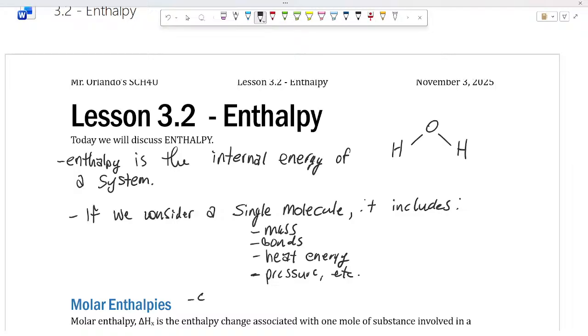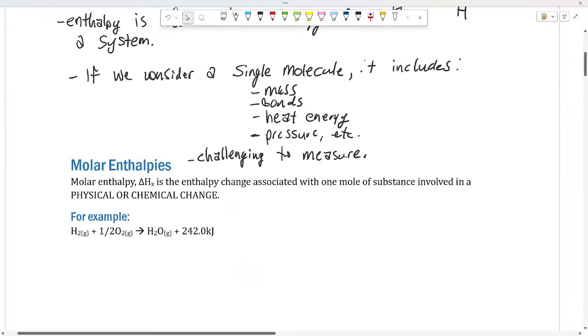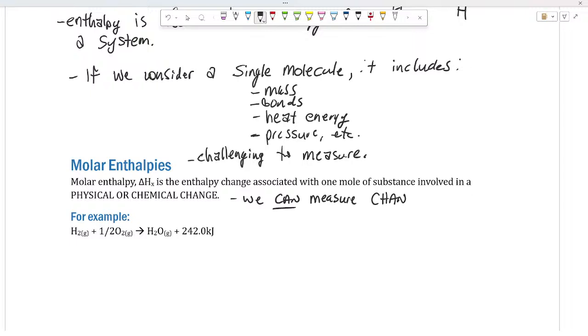This is challenging to measure because, as you can imagine, it involves a lot of different things. Does that make sense? So we're not actually going to measure the enthalpy of any molecule in this course because all of these things to consider is a lot of stuff. Does that make sense? But what we will measure is a change in energy. We can measure changes in enthalpy.